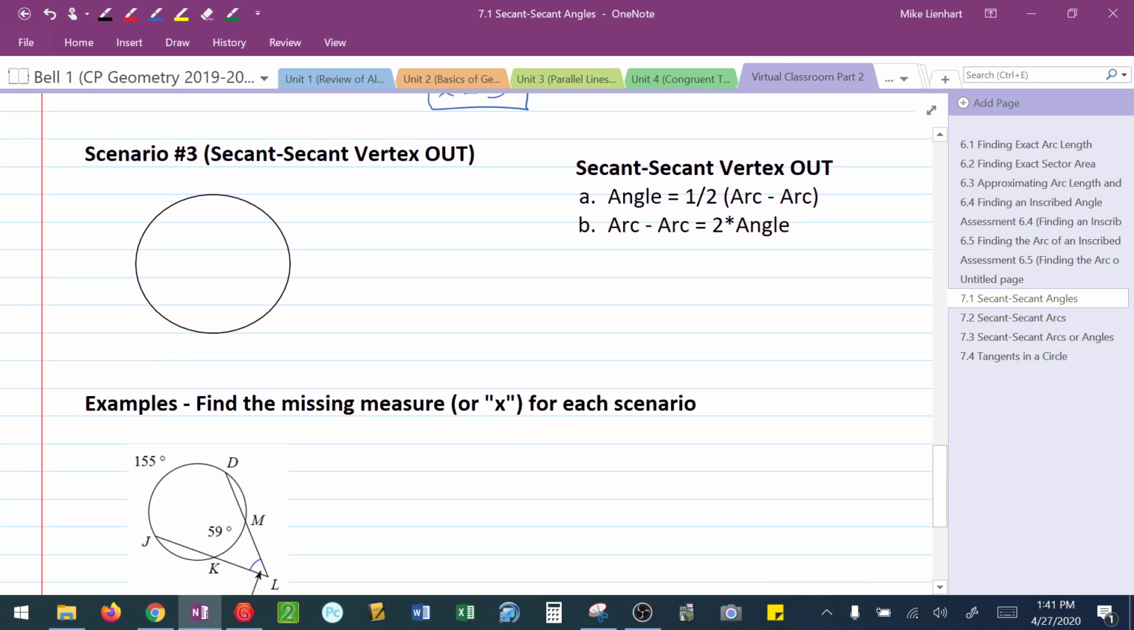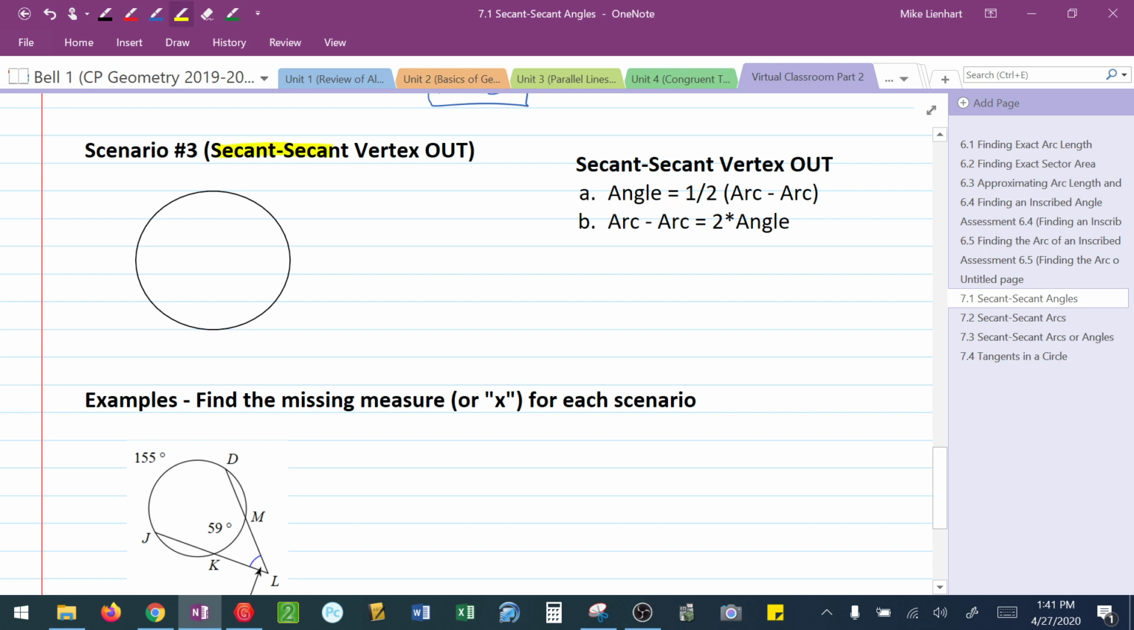Scenario number 3, secant secant, vertex out. So the vertex for this one is going to be on the outside. Let's say that we have a secant like this, and let's say that we have another secant that comes like this. All right, and let's say that our angle is going to be that angle, or you know what, let's take that off. Let's make it this outside angle. They're both going to be the same because vertical angles are equal.